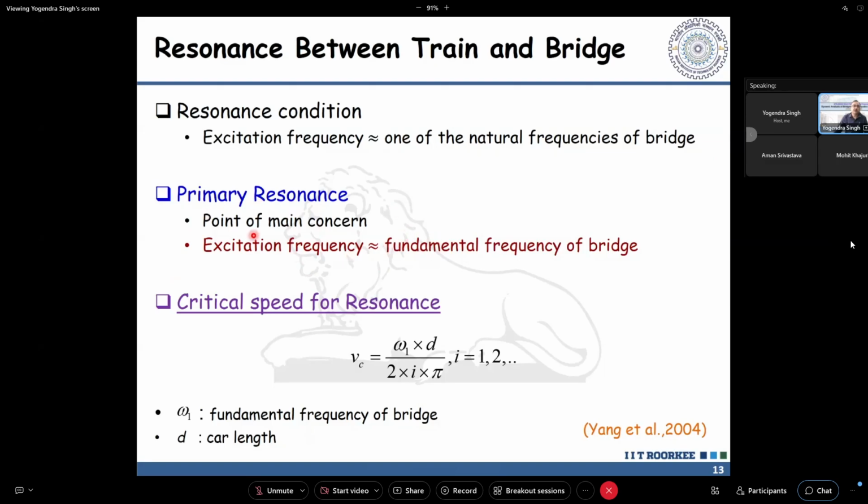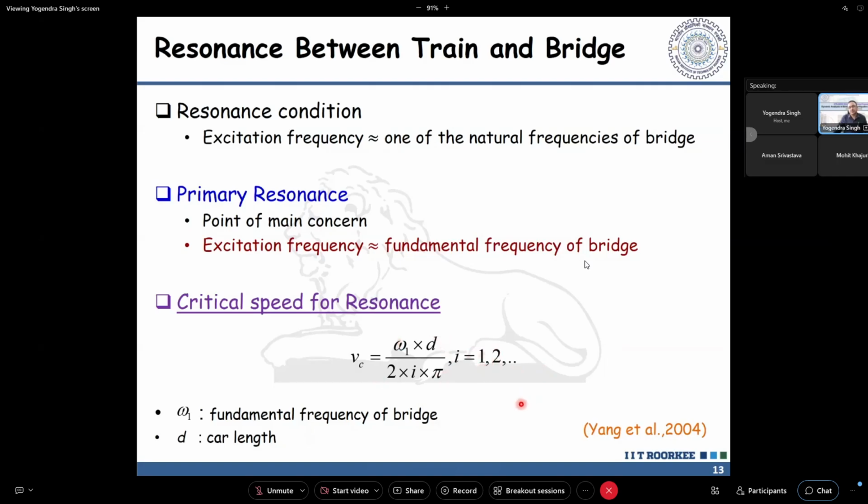And primary resonance is the main point of concern, because the maximum response will occur when our exciting frequency is matching with the fundamental frequency. Because the fundamental mode of the bridge is having the maximum participation in its response. So this is the major problem. And the speed corresponding to this can be calculated as omega 1 into d over 2 pi I. And for different harmonics, this I can be 1, 2. And corresponding to I equal to 1, we will get the maximum response.